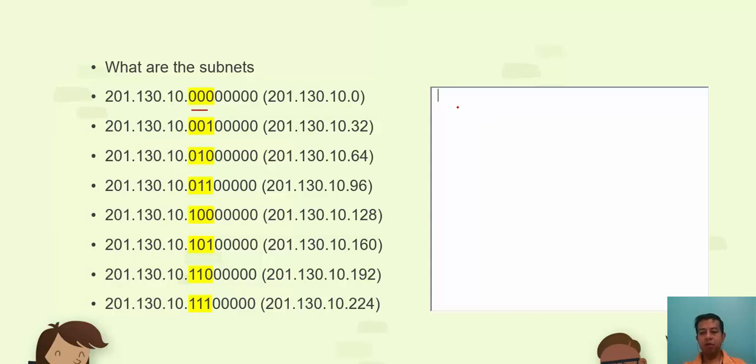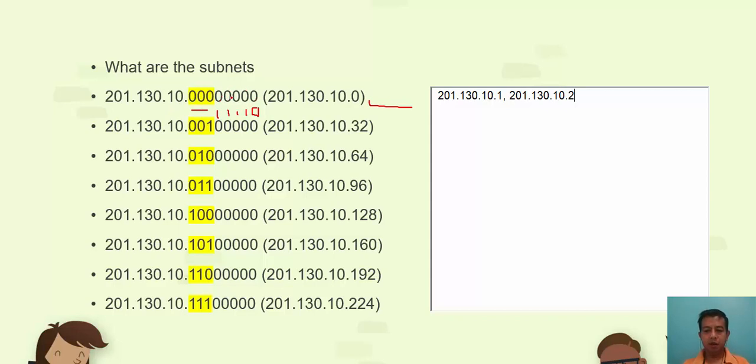Once you have understood the process, the IP address of the host becomes very easy. So what will be the first computer of my first subnet? The first computer of my first subnet will be 201.130.10.1. Clear? Now the next one will be 201.130.10.2, then 10.3, 10.4, like that. Up till where all these host bits are 1. All ones are not allowed.